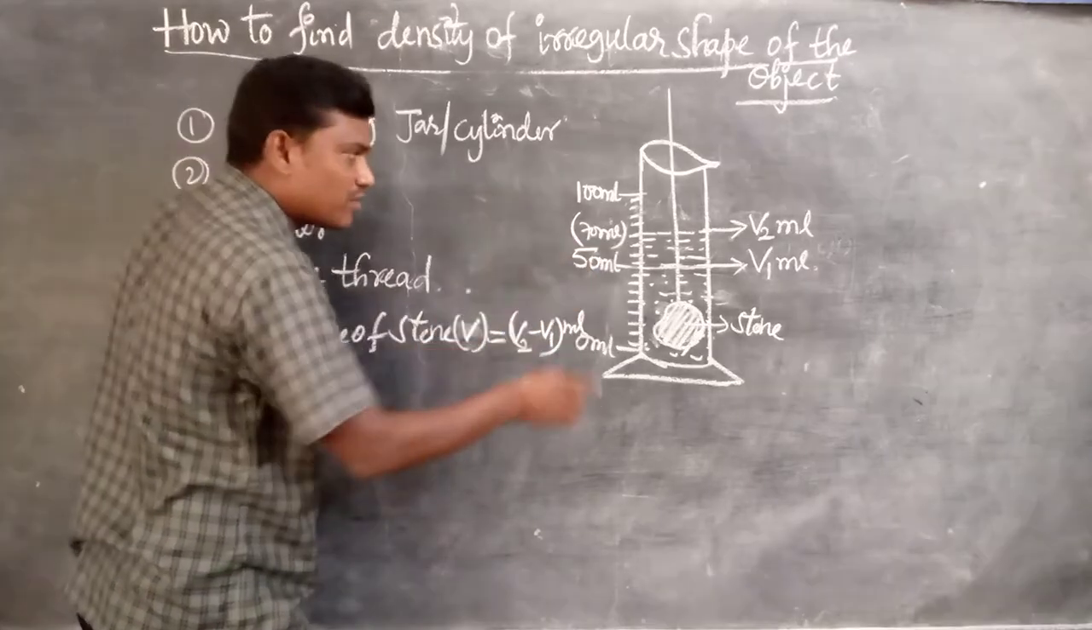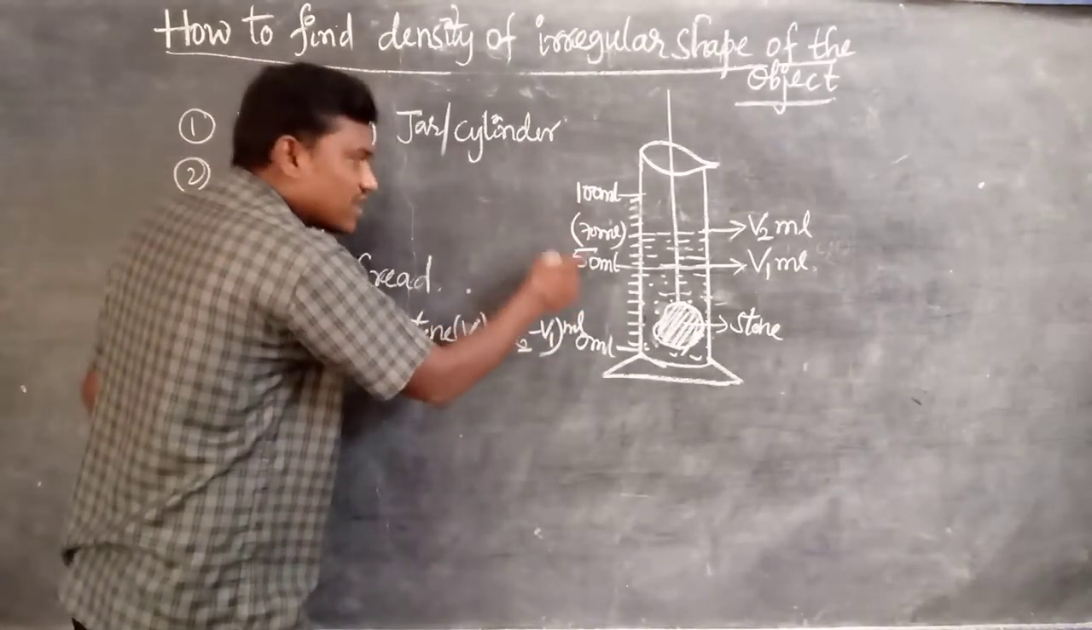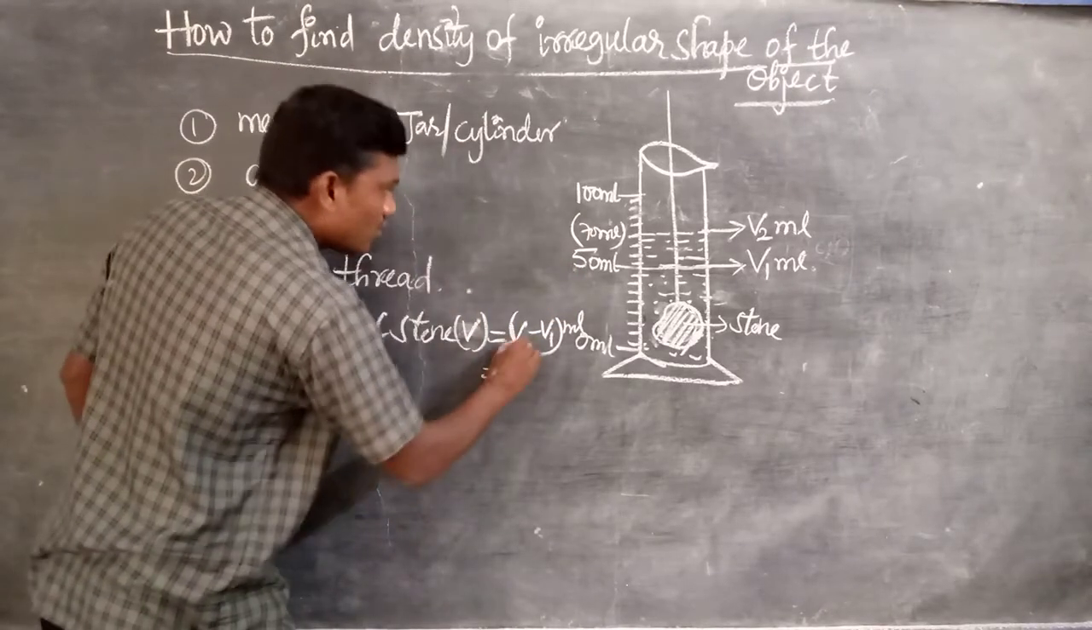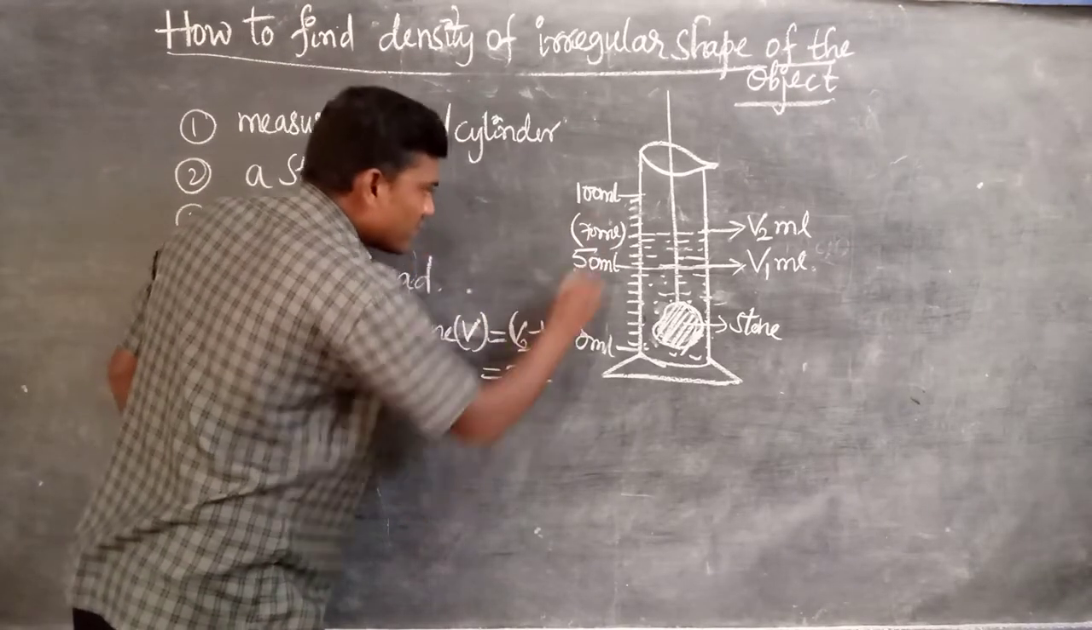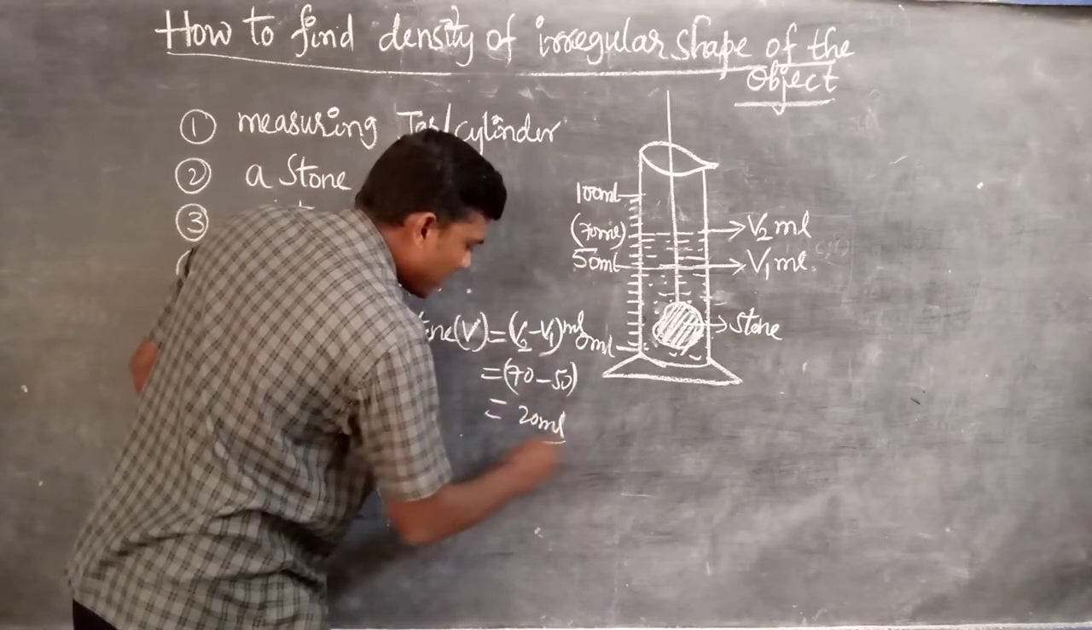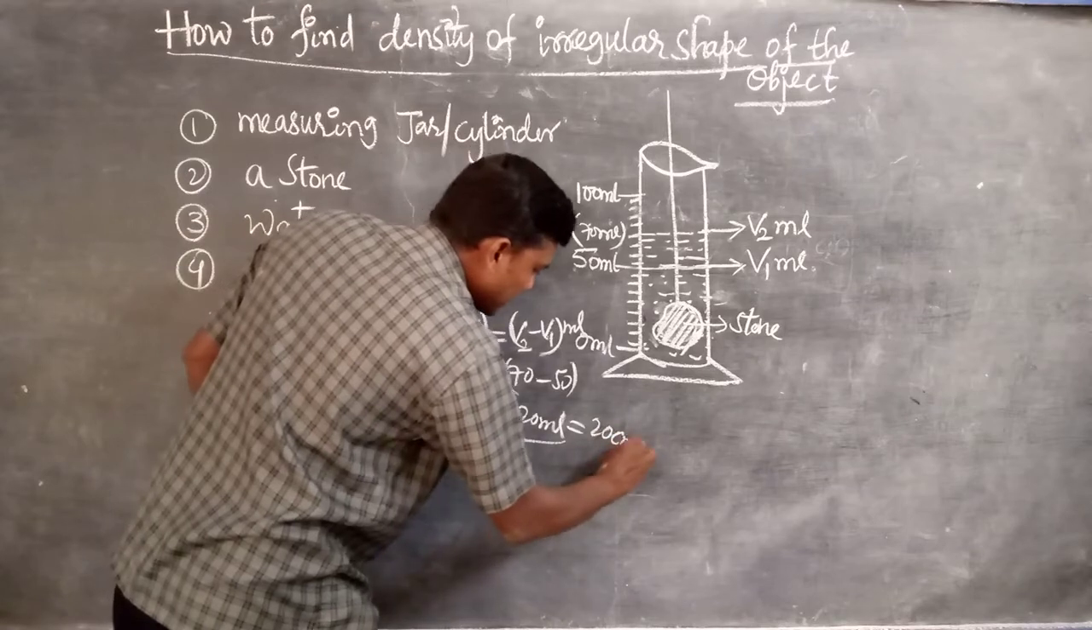But during the examination, there is no need to mention these values. For your understanding, I am setting these values at this time only. So V2 is 70, V1 is nothing but 50. So totally, what is that? 20 ml is nothing but 20 centimeter cube.